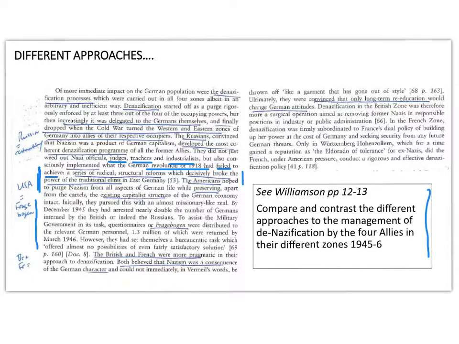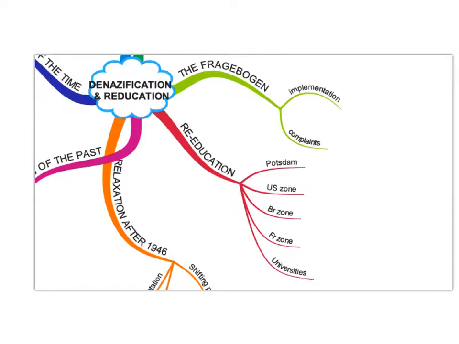The British and the French more pragmatic, it points out there, focusing more on long-term re-education and a surgical approach, removing former Nazis in responsible positions in industry or public administration. So unlike the Americans who tried to weed out former Nazis from any position, the British and the French accepted the fact that that probably was not going to be possible. So they focused more on the higher levels of industry and public administration, and thought more in terms of a long-term approach of re-educating the German people, which we'll move on to now.